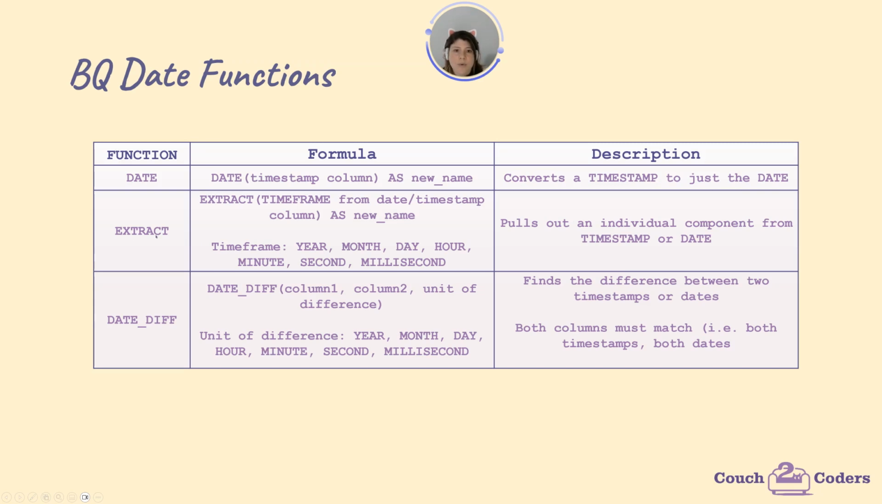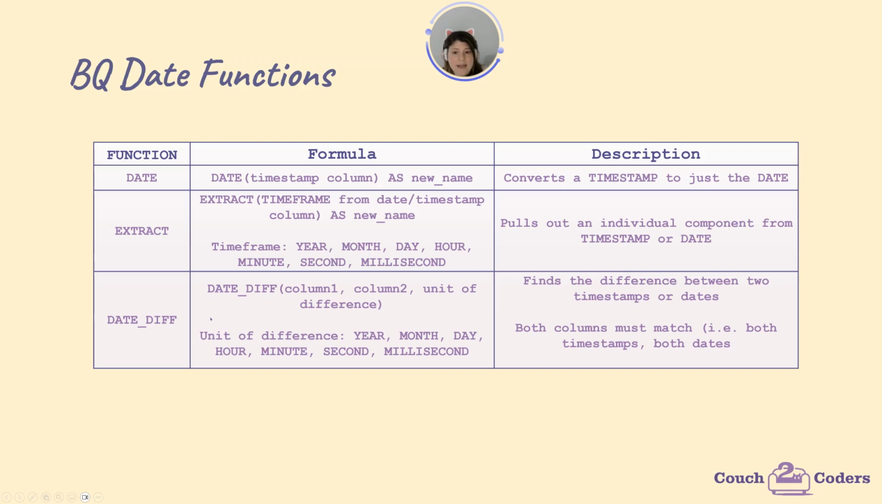Extract allows us to pull an individual time component from either a date or a timestamp. So in this example, I have extract, and then I have in caps time frame. And so for time frame, you can put in any of these things: year, month, day, hour. If I want to extract year, that pulls out the year from the date or the timestamp. And then the as is the new name. And then the description is exactly as we just went over.